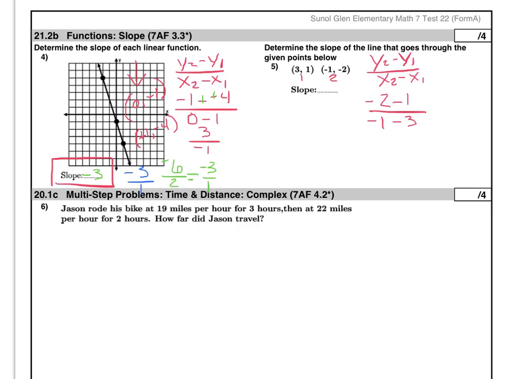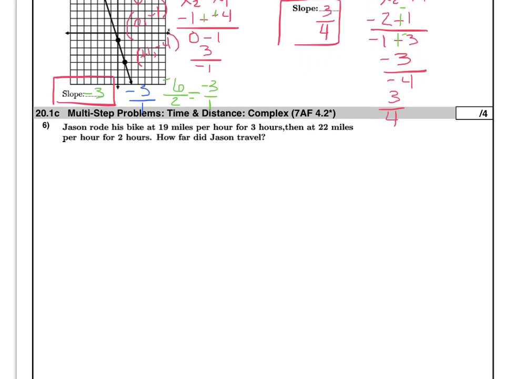And so I can change these to adding the opposite to help me. And I end up with -2 plus a -1, which is a -3. And a negative 1 plus a negative 3 is a negative 4. And a negative divided by a negative is really a positive. So my slope is really 3/4, and it's positive. Okay. Now let's take a look at our last problem.